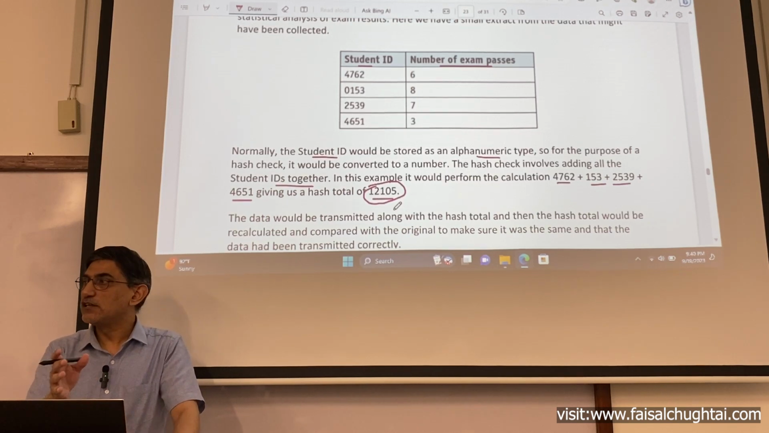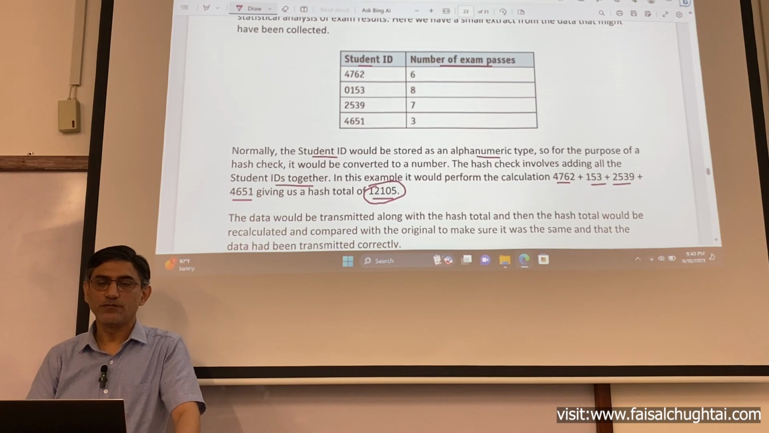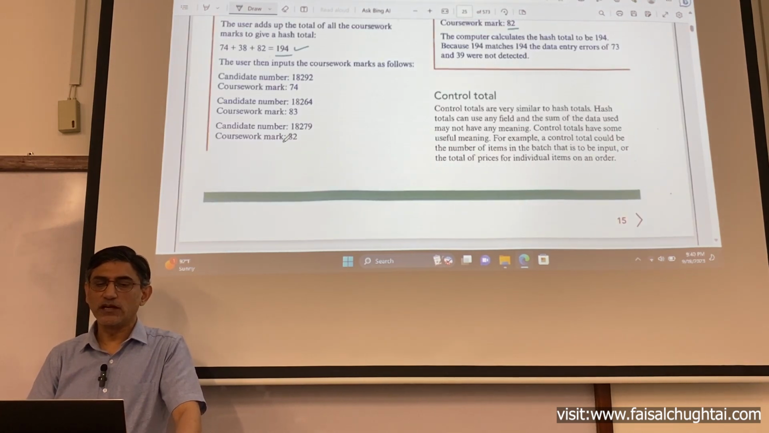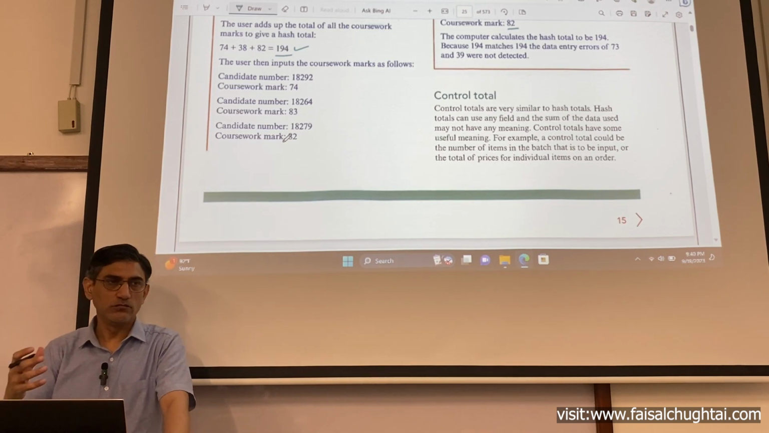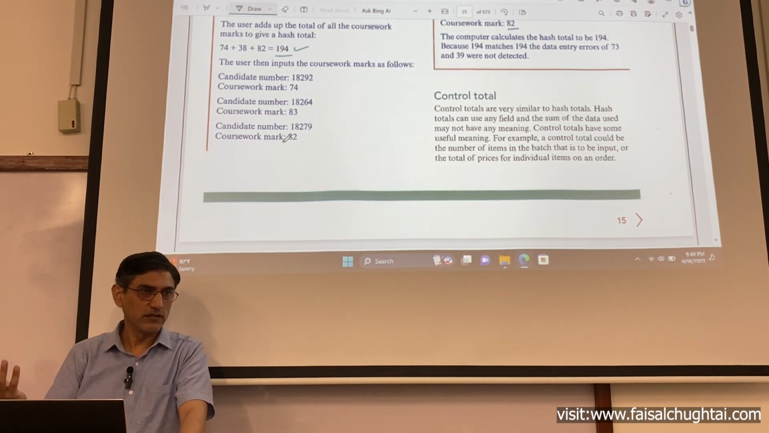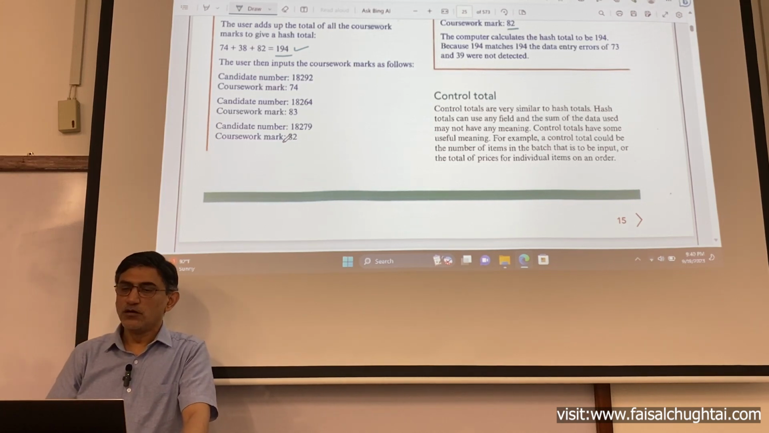So this is an example which is a little different from the one that we just discussed from the book, where we were looking at the coursework marks, which would automatically be pure numeric data. But other types of data may also be used to calculate hash totals. All right. Okay. Now let's talk about what a control total is.